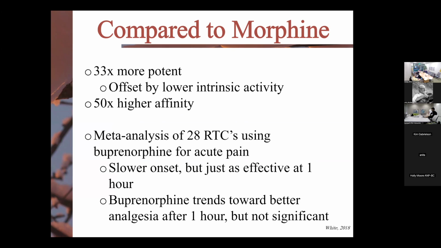One meta-analysis looked at buprenorphine versus morphine for acute pain. It's got a slower onset, but by that 1 hour mark, it's just as effective. After 1 hour, it was trending towards better pain relief, but was not clinically significant. So it is something that you could consider for that acute pain setting as well.